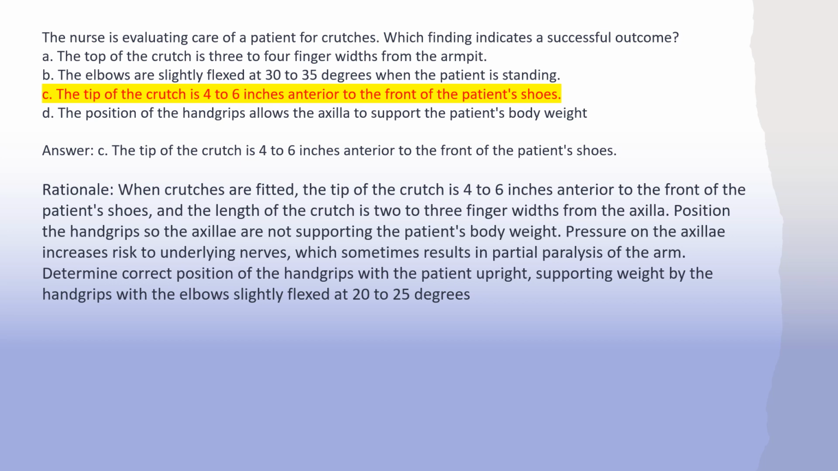Pressure on the axillae increases risk to underlying nerves, which sometimes results in partial paralysis of the arm. Determine correct position of the hand grips with the patient upright. Support weight by the hand grips with the elbows slightly flexed at 20 to 25 degrees.